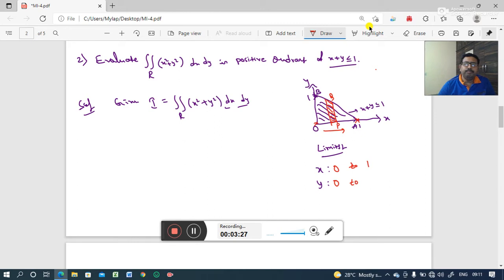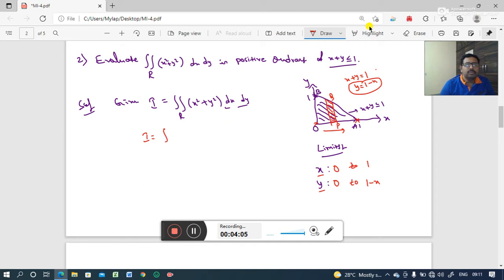At point Q you take the expression for y. Point Q is on the straight line, and the straight line name is x plus y equals 1. So here if you take the expression for y, y is equal to 1 minus x. Therefore 1 minus x acts as the upper limit of y. Now you got the limits of x and y, so use these limits for integration.